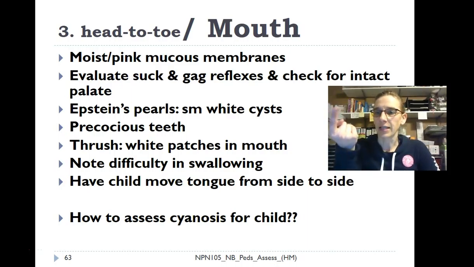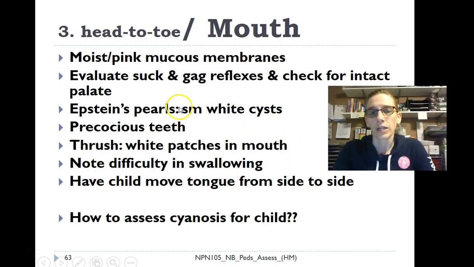And then I will just keep my finger there and try to get them to suck. And now I've checked their sucking reflex. Watch for and identify any Epstein pearls if there are any. They're little small white cysts, and I'm going to show you a picture. Or precocious teeth. Babies are sometimes born with 1 or 2 teeth.